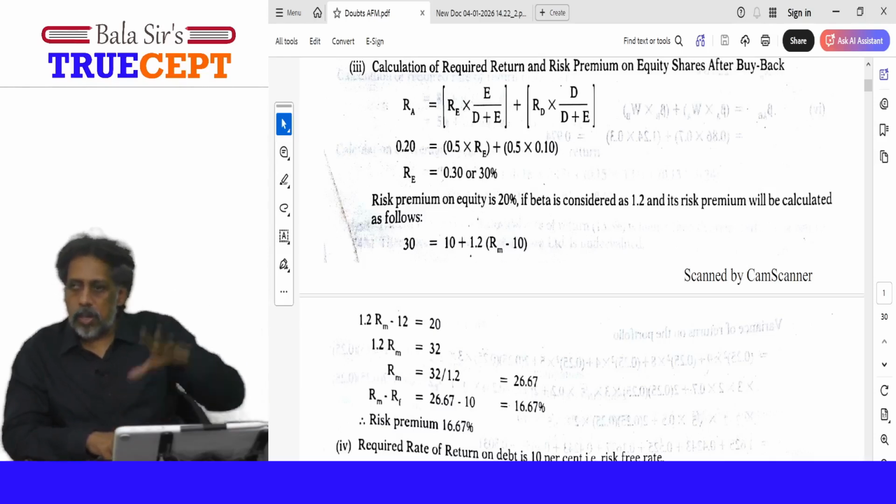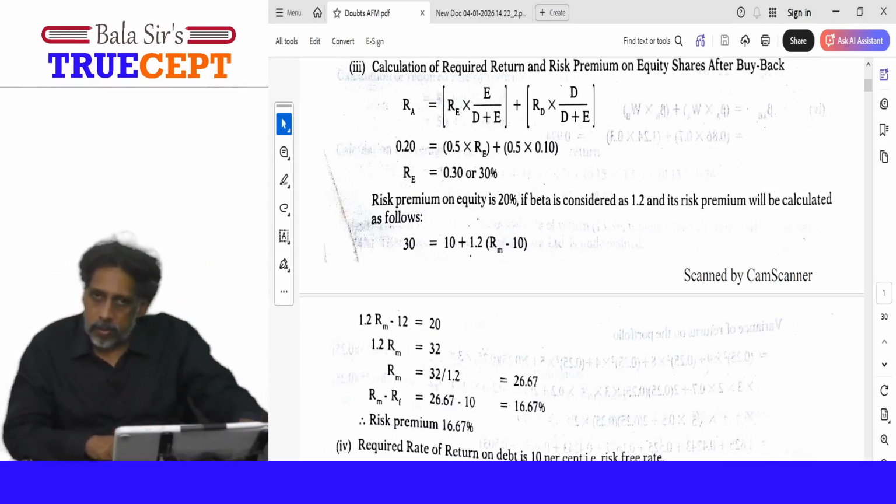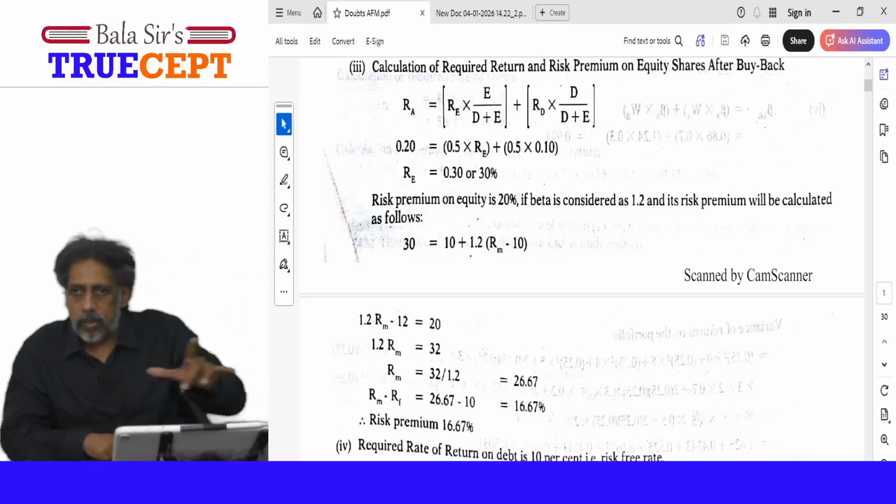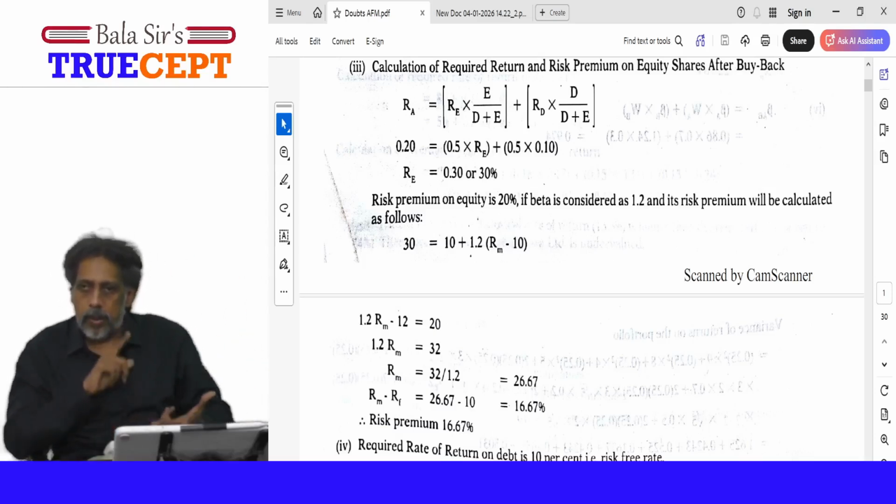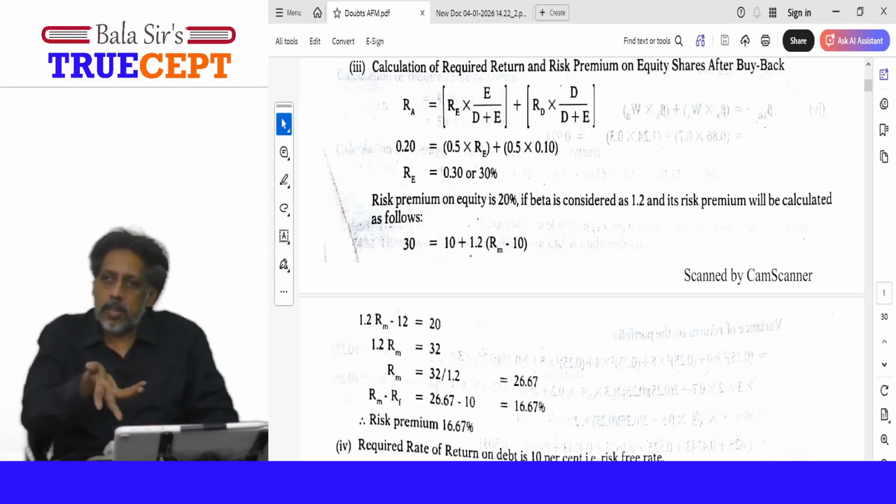Plus, what is the return expected by debt holders? 10% is the rate of interest they want, the yield, right? That 10% into again 50 by 100, debt by E plus D. Nothing but the formula for the WACC. Can we have the formula for WACC?